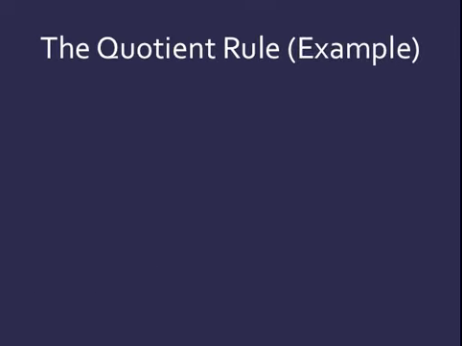Let's now look at an example to see how the quotient rule can be applied in practice. We'll take a fairly straightforward example. Let us find the differential of 1 over x to the power n. Here we let u equal the constant function 1 and v equal x to the n, something we've seen earlier.